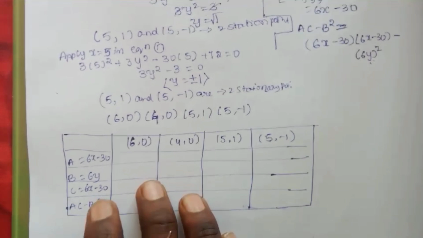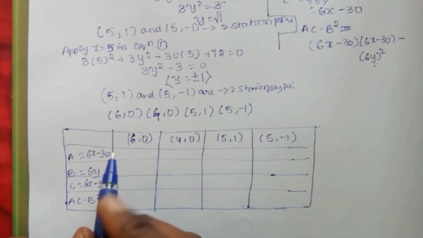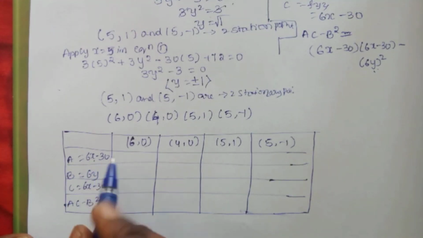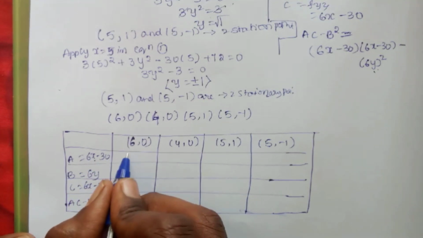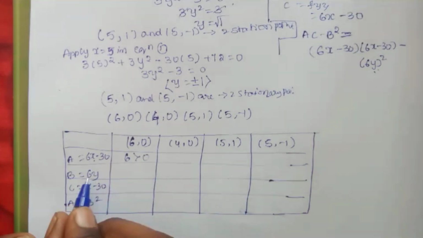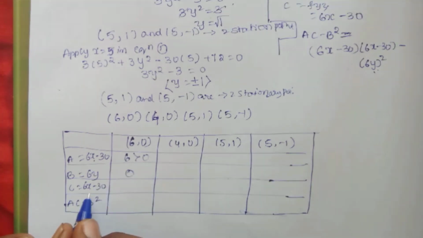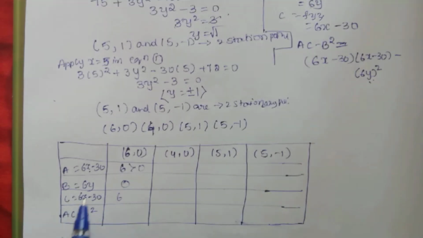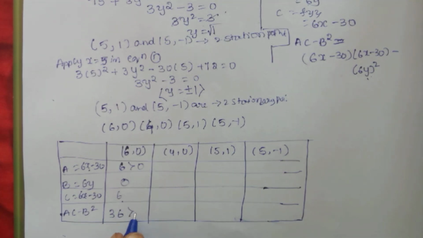When we apply x as 6 and y as 0, 6 sixes are 36, and 36 minus 30 gives 6, which is greater than 0. In the place of y, when we apply 0, B becomes 0. Then AC: A is 6, C is 6, 6 sixes are 36, minus 0, we get 36. 36 is greater than 0.